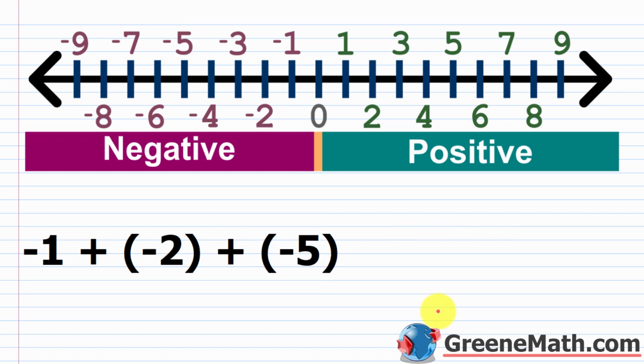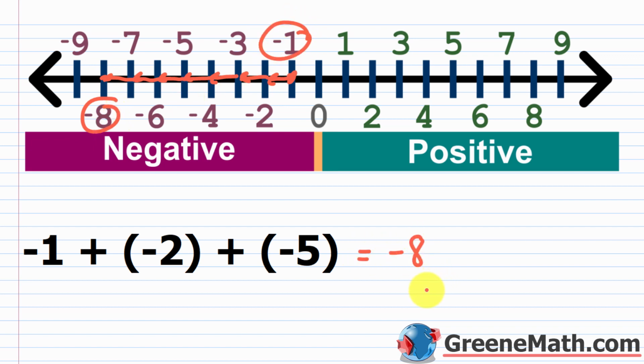Okay, let's look at one with more than 2 integers. So now we have 3 integers, all the same sign. So it's not really any harder. You're going to have negative 1 plus negative 2 plus negative 5. So if I start at negative 1 and I add negative 2, I'm just going to the left by 2 units. So 1, 2 units to the left. So that's going to put me at negative 3. And then I add another negative 5. So I'm going to go 5 units to the left. So 1, 2, 3, 4, 5. So I'm going to end up at negative 8 there. So I started at negative 1. I ended up at negative 8. So let me put negative 8 here.